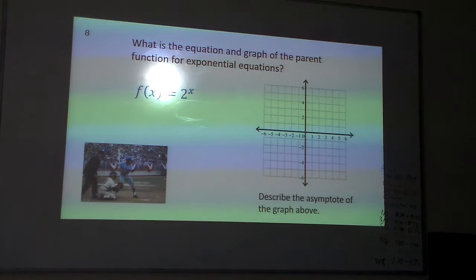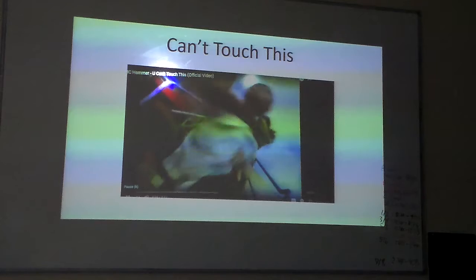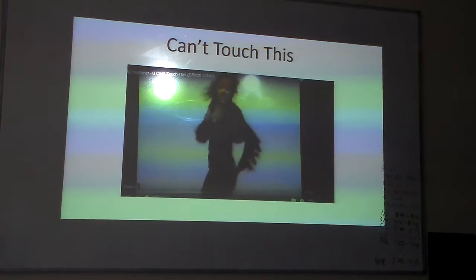But which graph is this one? What graph would that one look like? Anybody know the name of this graph? It's not square root. The x is in the exponent, so it's exponential. It's called exponential. Says you can't touch this. It's got an asymptote.